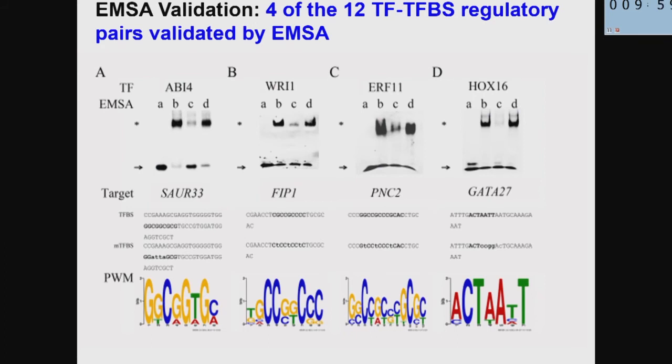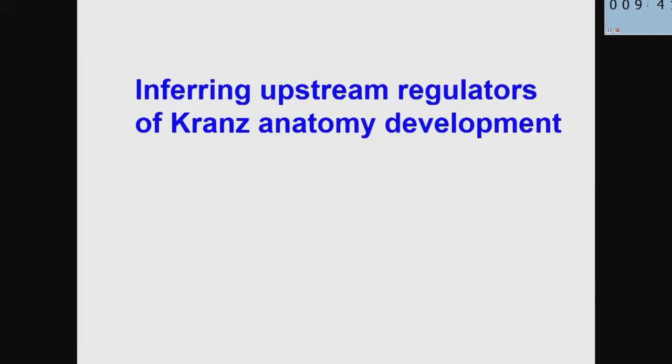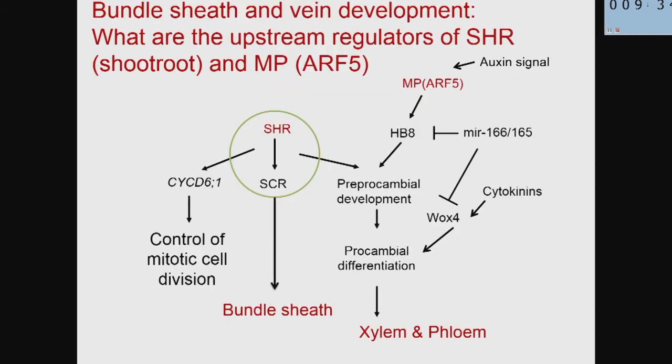And leaf development. We select 12 families to test our prediction, and here I show you 4 cases. All 12 predictions validate our predictions. Now we want to infer the upstream regulators of Kranz anatomy development, and as I mentioned earlier, SHR is one known factor, okay?